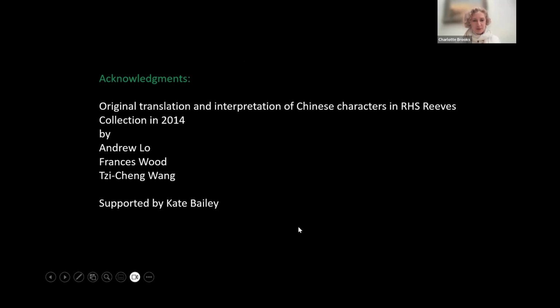And then just by way of acknowledgement, but also a little bit of a disclaimer, I'm not a sinologist and I'm also not a botanist. So I do have to lean quite heavily on the support of other people. The original translations for the RHS Reeves collection took place in 2014 with the help of Andrew Lowe, Francis Wood, Si-Chiang Wang, and Kate Bailey. So I'm very dependent on the work that they did in order to help with the analysis.